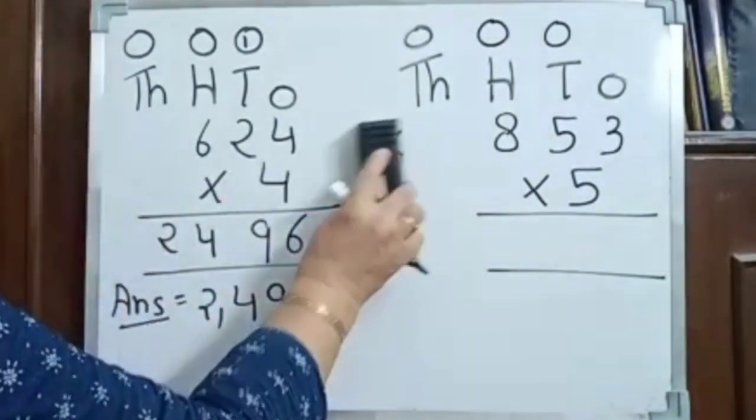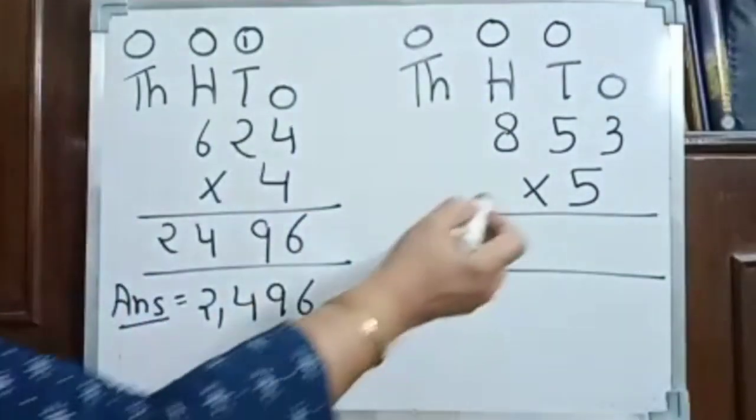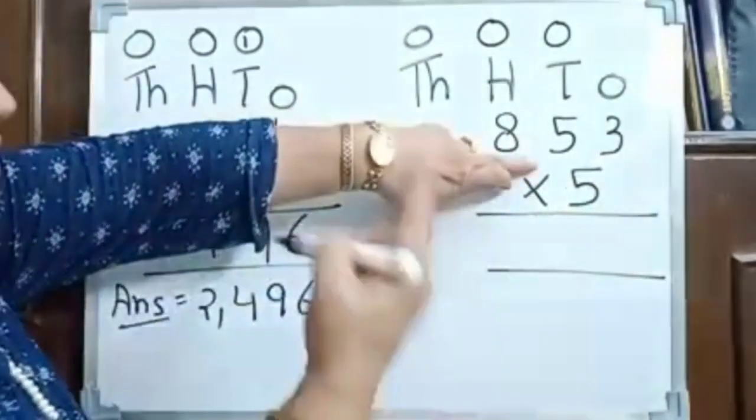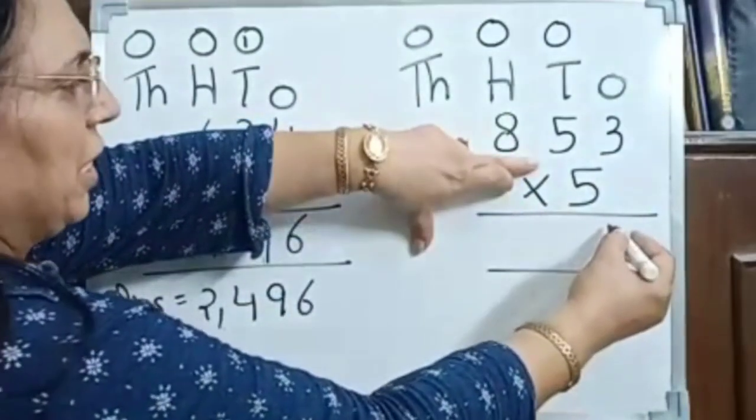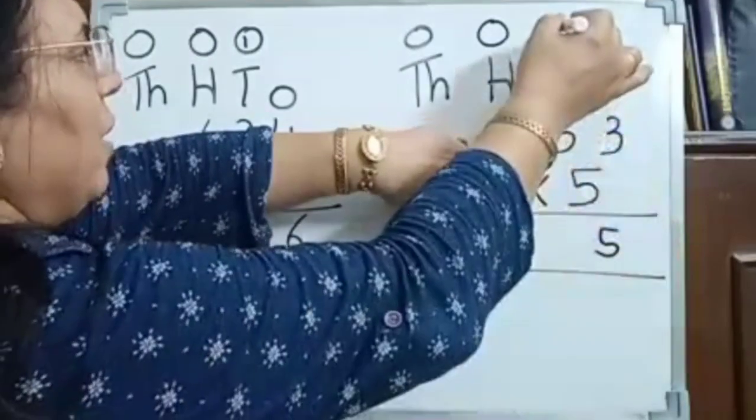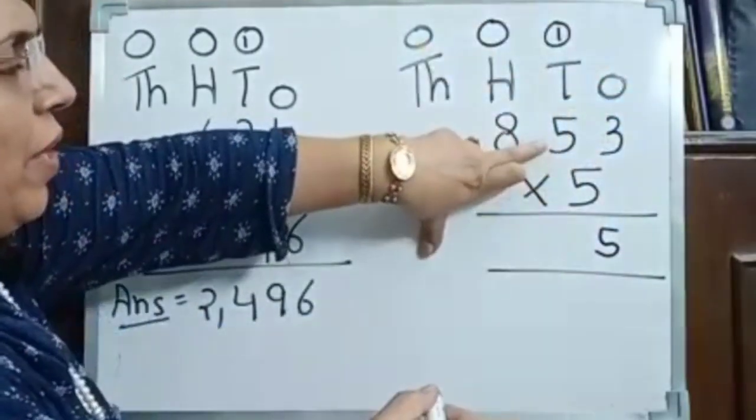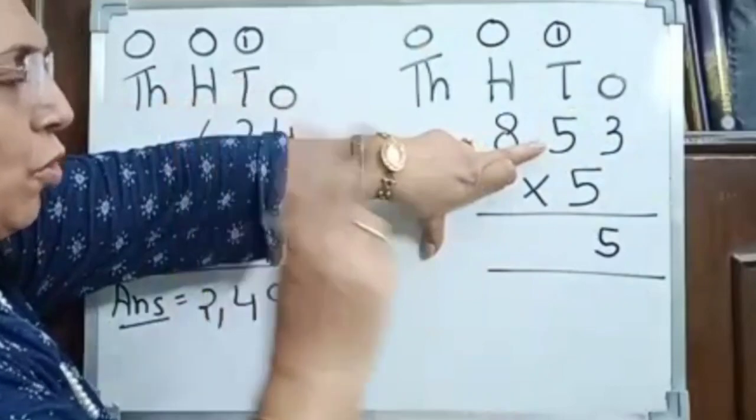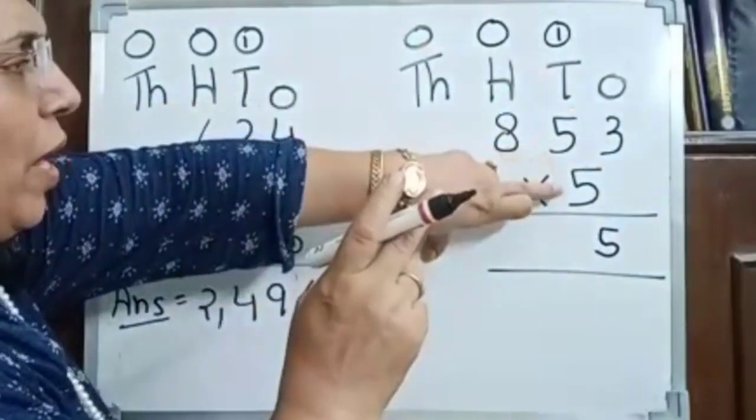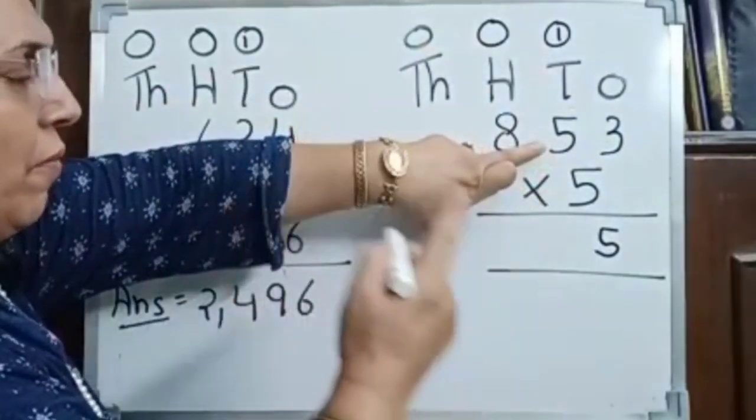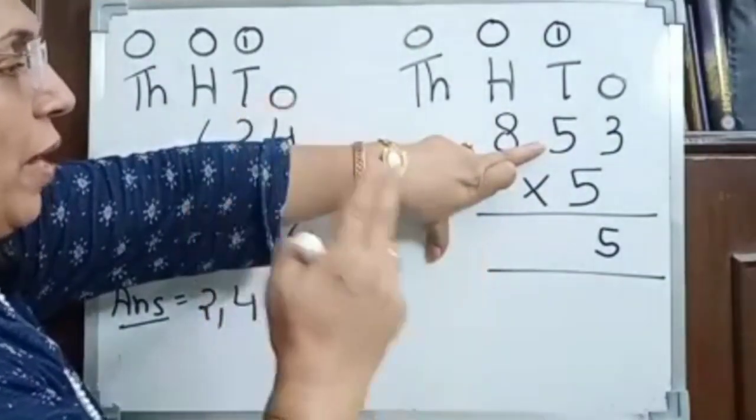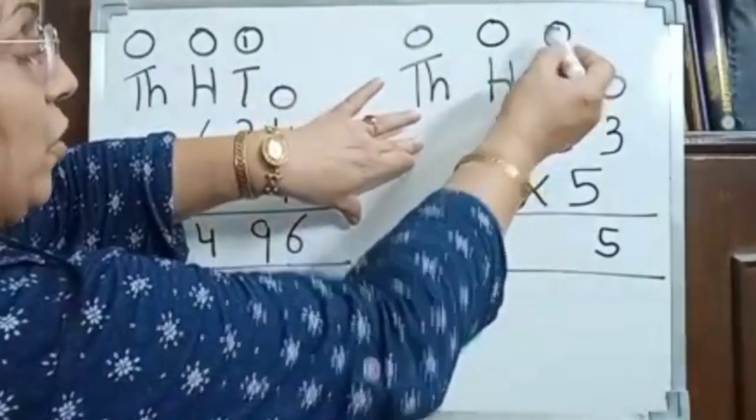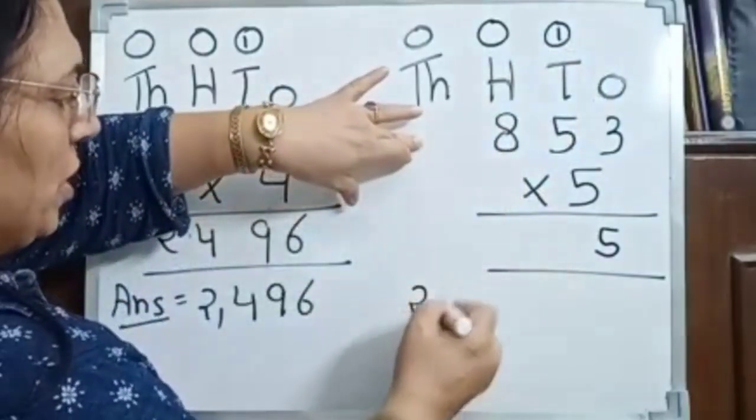Again we have here now 853 into 5. You all know the table of 5. Now count it. 5 threes are 15, so 5 here and 1 carry. Now 5 fives are 25. Count the table of 5: 5 ones are 5, 5 twos are 10, 5 threes are 15, 5 fours are 20, 5 fives are 25. And here you have 1, means 26.